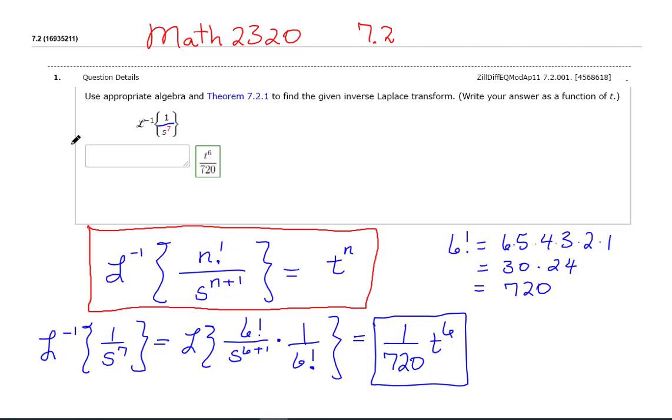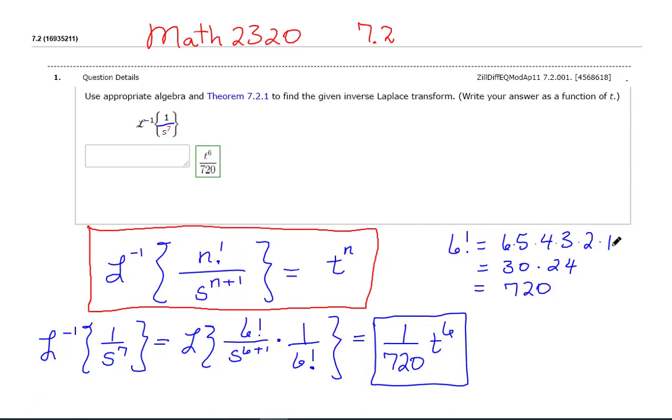In question 1, we want to use theorem 7.2.1, which has a lot of properties, and that is the inverse Laplace transform of n factorial over s to the n plus 1 is t to the n. Factorials look like 6 factorial is 6 times 5 times 4 times 3 times 2 times 1, and 0 factorial is 1, and 1 factorial is 1.